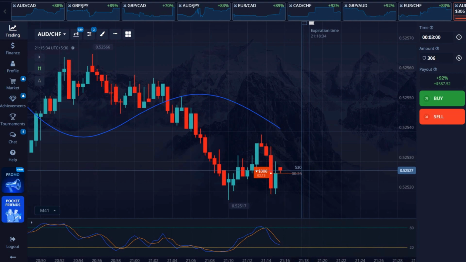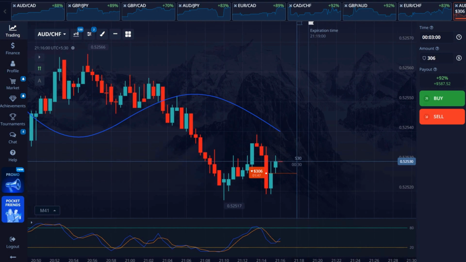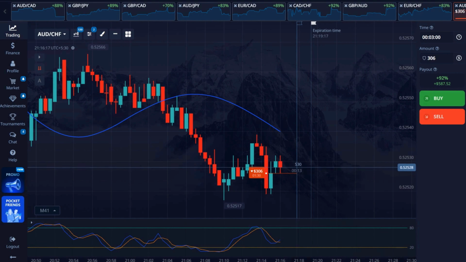Sell setup: price must stay below the TMA line. Stochastic rises above or touches 80, then crosses downward. That's your signal for a sell trade. Remember, this strategy works best in trending markets. Avoid sideways conditions because both indicators may give mixed signals. Use the 30-second candle time frame and 3-minute expiry for quick, clean confirmations.